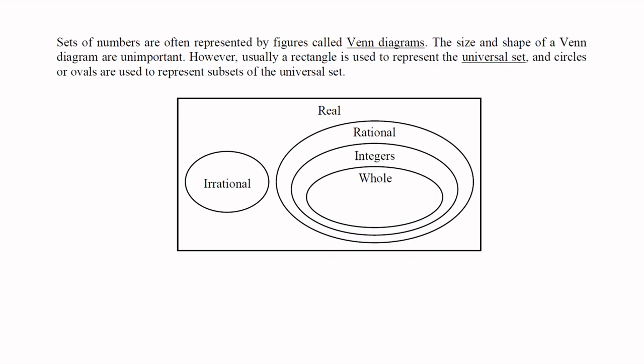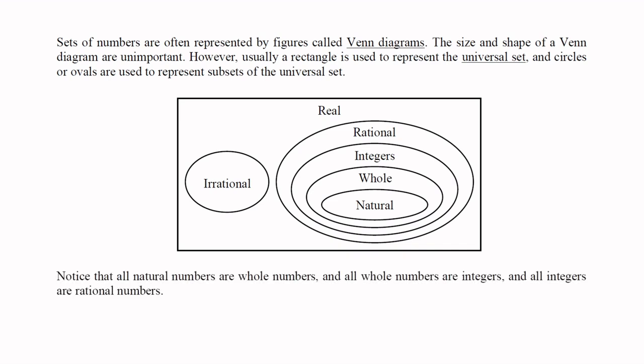And then within the whole numbers, we have the natural numbers, which are your counting numbers. So that's all your whole numbers except 0. As we get deeper and deeper into the center of this, we are leaving out more and more numbers. Notice that all of the natural numbers are whole numbers. So 1, 2, 3, 4 are not only natural numbers, but they're also whole numbers.